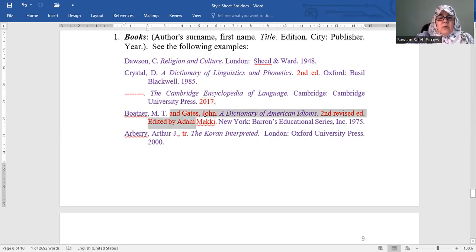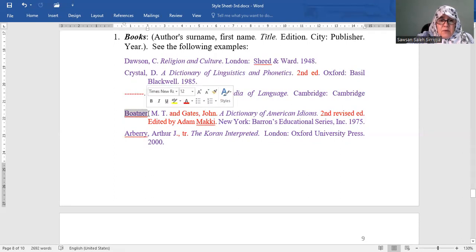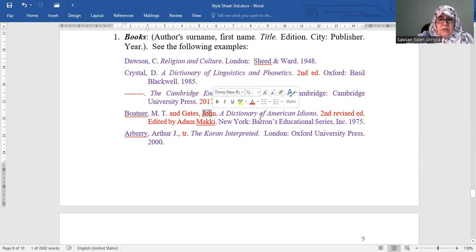Notice this, these are two authors, Botner, M, and Gates, John. I can use only J. Notice family name, comma, then the first name, and family name, comma, and the first name. A dictionary of American. This is the second revised edition. And notice here I have an editor. Where do you put the editor? You put it here. Edited by Adams McKee. After the author. New York, Barron Educational Series. This is the publisher and the year.